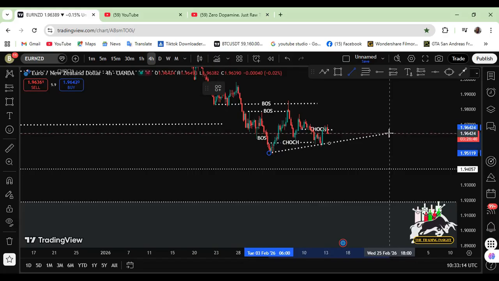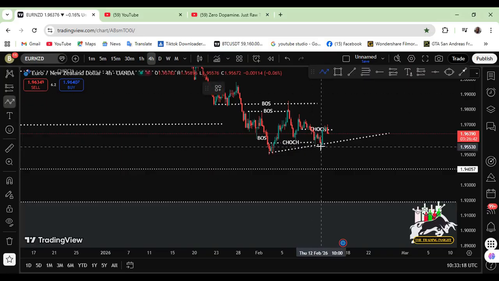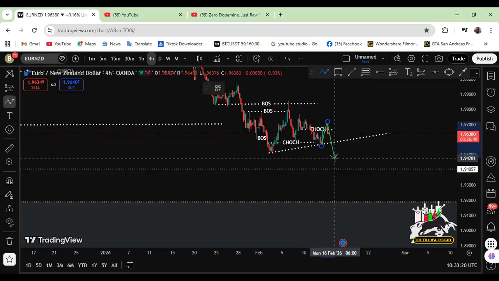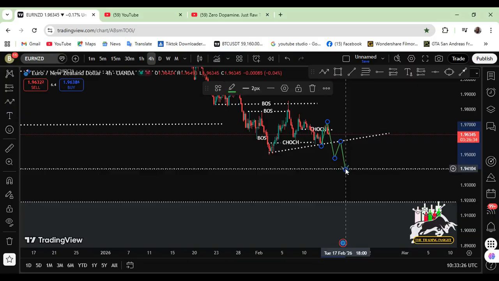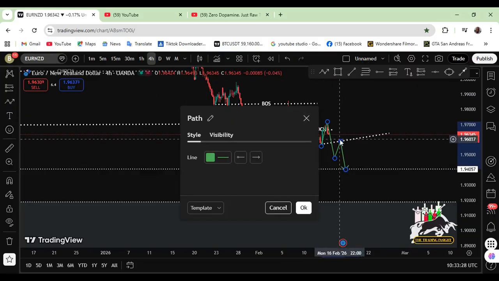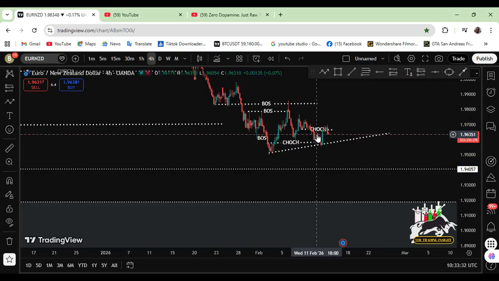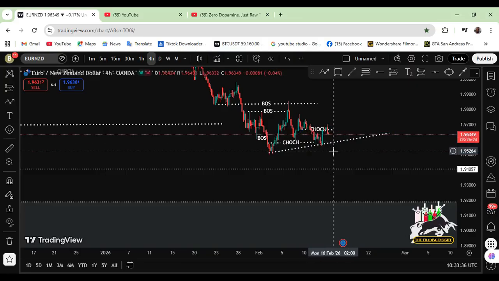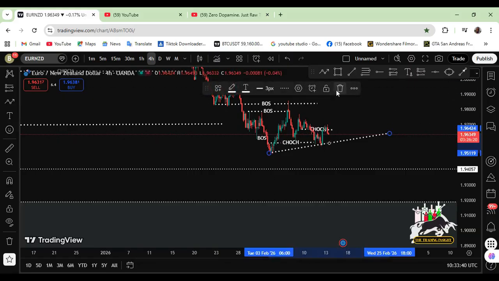There are two ways I can confirm my entries. Either if price as it is like this breaks out here, and then comes back to retest, I'll now sell to this place, or I can wait for price to give me a little reaction here, and then I'll continue selling. How? Now this is where I delete out this trend line.